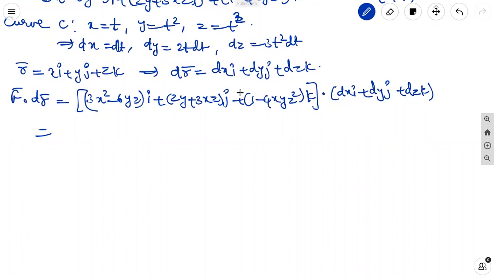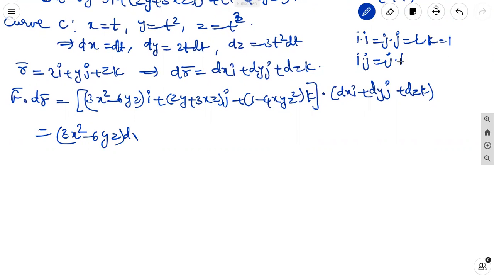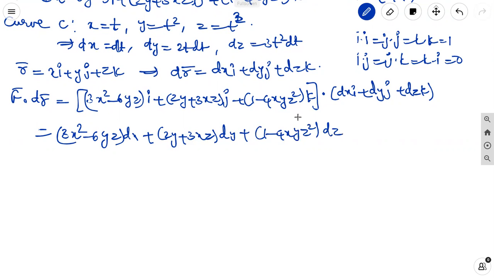The dot product of the two vectors means we are getting (3x square minus 6yz) dx. Why? Because i dot i equals j dot j equals k dot k equals 1, and i dot j equals j dot k equals k dot i equals 0. So we get (3x square minus 6yz) dx plus (2y plus 3xz) dy plus (1 minus 4xyz square) dz.